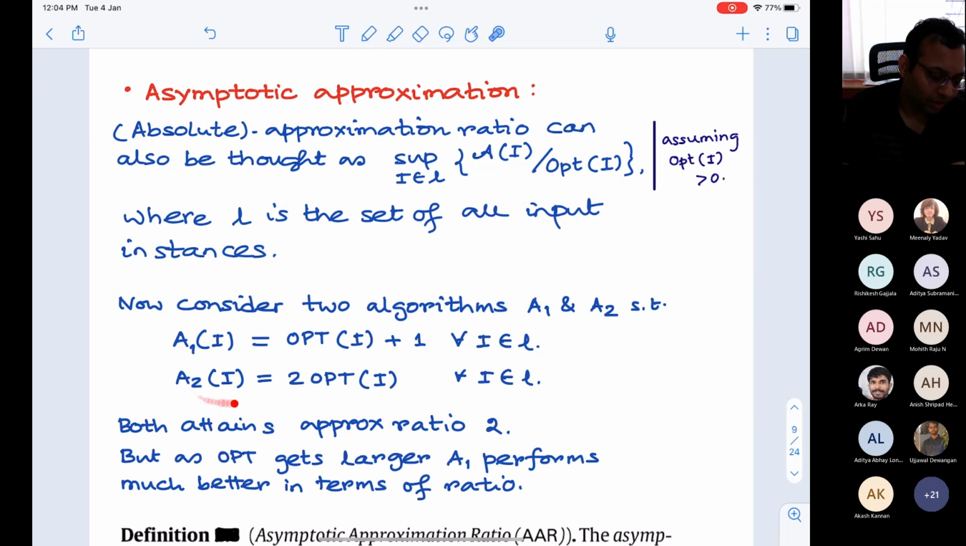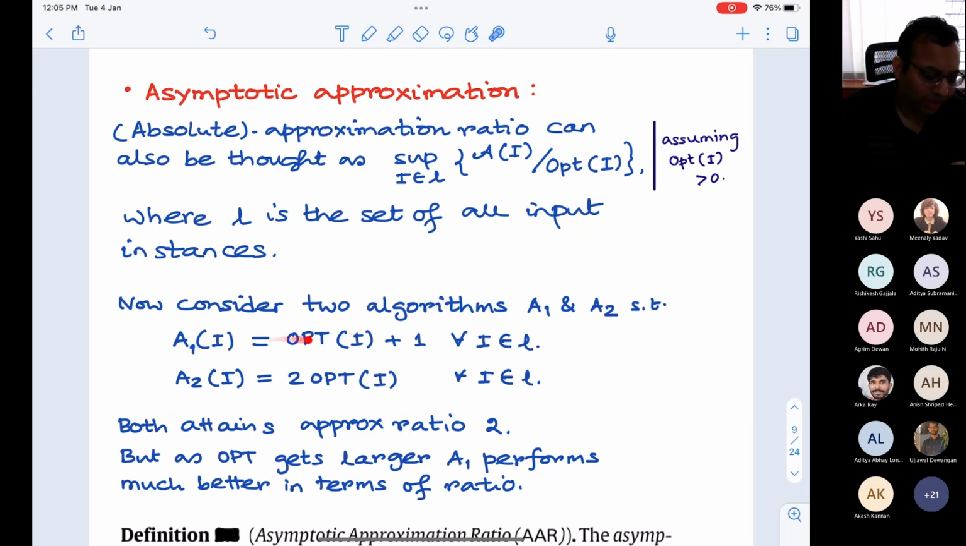Now think of two algorithms, A1 and A2. For one problem, you have a guarantee like OPT(I) plus 1 for all instances. In the other, you have a guarantee like 2 times OPT(I). So which one is better? You'll say, okay, in terms of approximation ratio, if you look at absolute approximation, both are kind of similar, because the worst case approximation ratio for both of them is 2. And this is attained for this particular problem when OPT equals 1. Then you have A1(I) equal to 2, the ratio is 2. And for this one, it's always 2. So they are both similar in power.